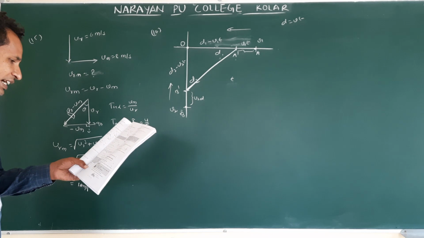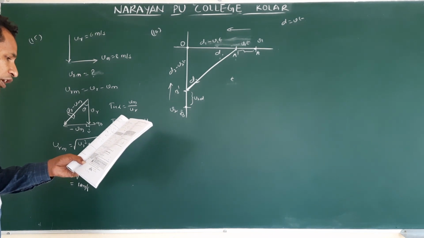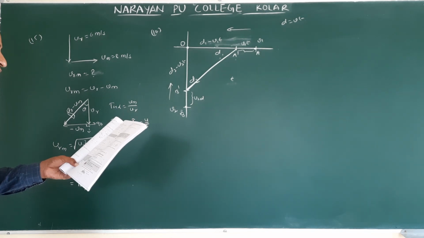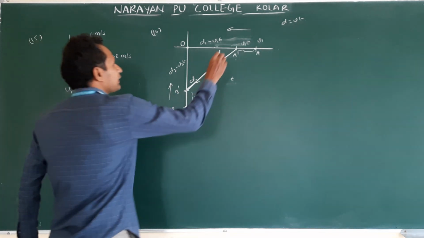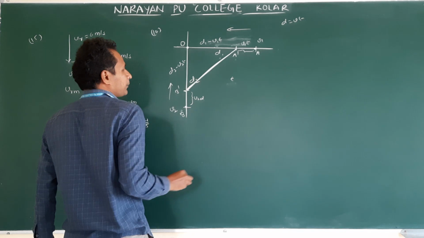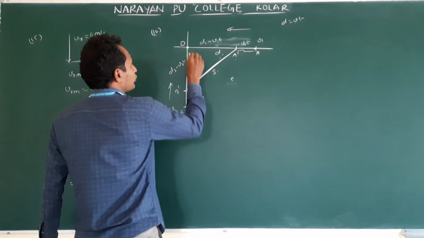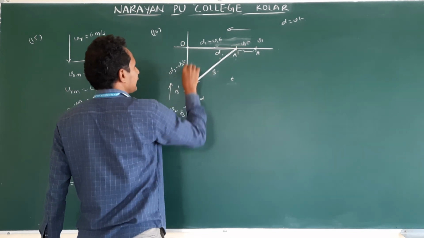But this is not what they asked. After how much time the distance between the particles is minimum, and what is the minimum distance? Okay, this is the distance after some time. Let us say this is what they have taken in your book. Yes, so it forms a right angle triangle.